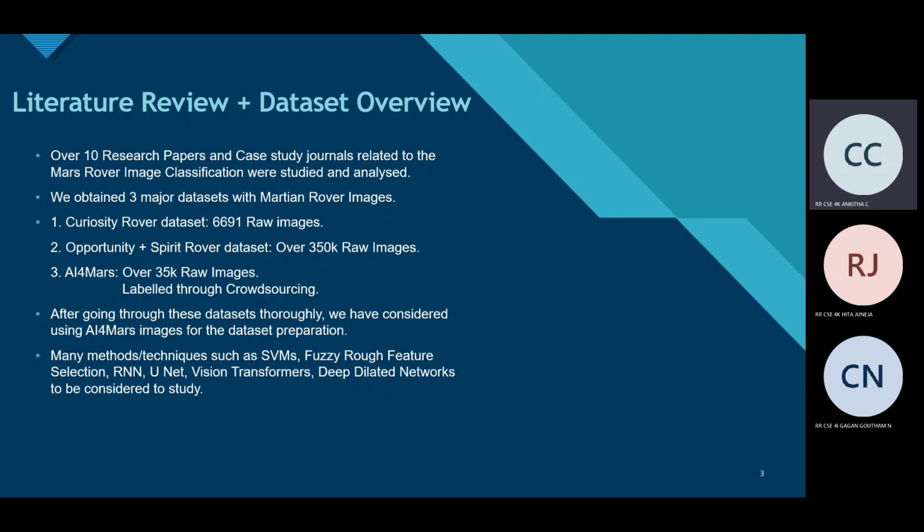After analyzing these datasets and going through them properly, we finalized the AI4Mars dataset as the final one for the next steps in the project. Along with this, there are many other methods such as SVMs, fuzzy feature selection, RNN, UNet, vision transformers, and deep dilated networks. Even these topics were studied as suggested by the seniors or professors.